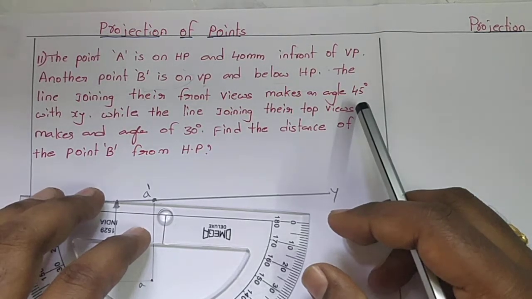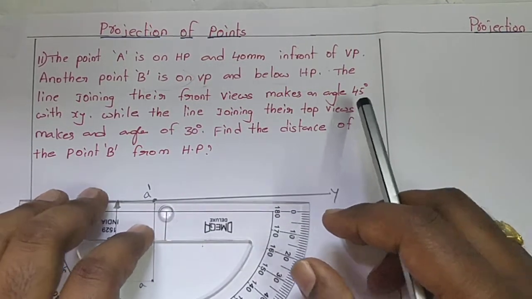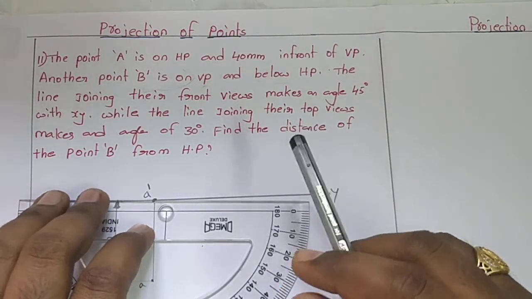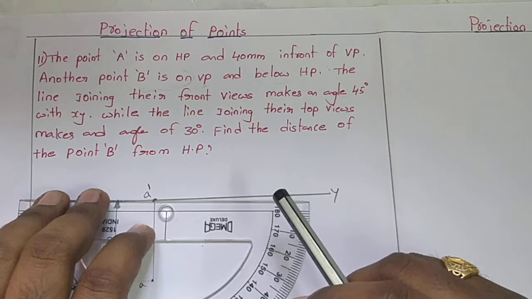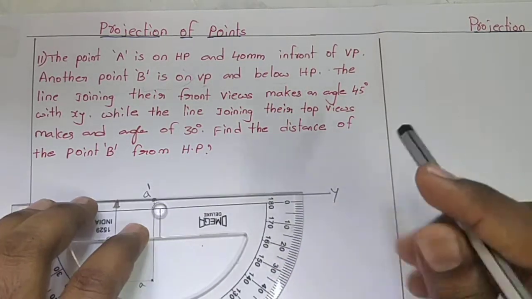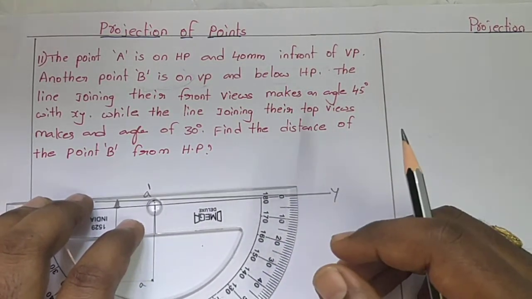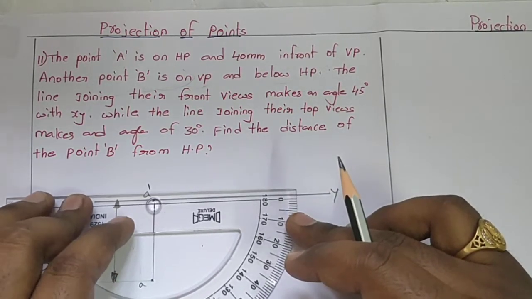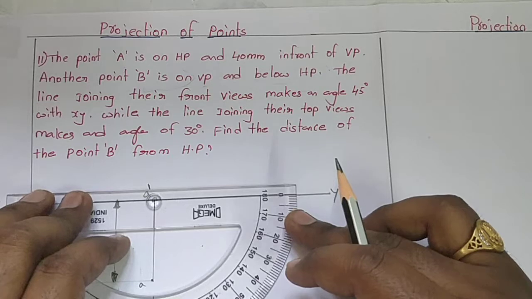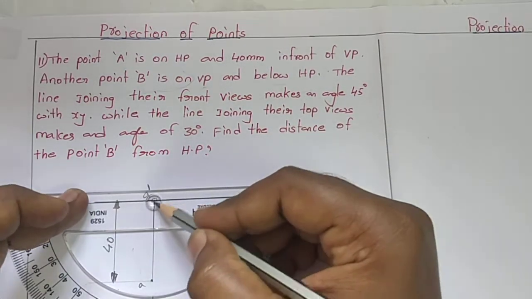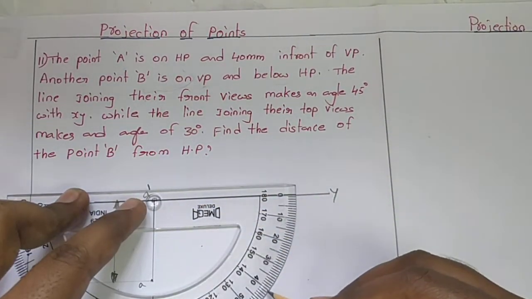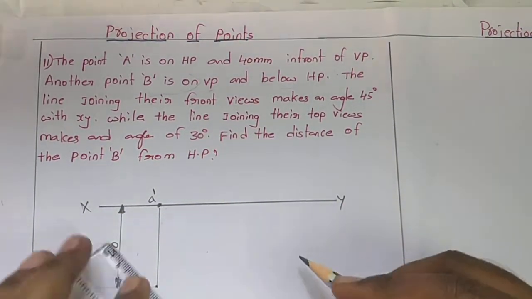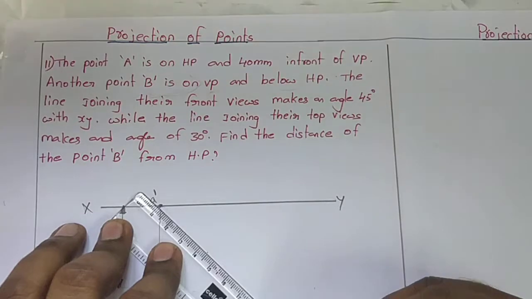Okay, in the fourth quadrant both points are below XY, both the vertical plane and the horizontal plane. So the front view definitely comes below the XY. So we need to draw a 45 degrees line from point A dash, from the top view. From this we need to draw one 45 degrees line.